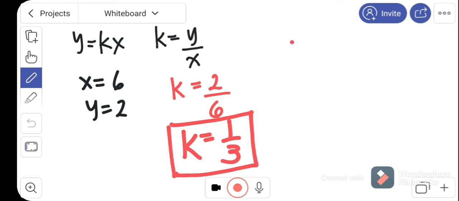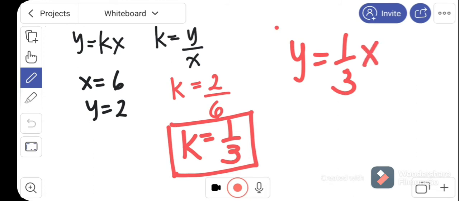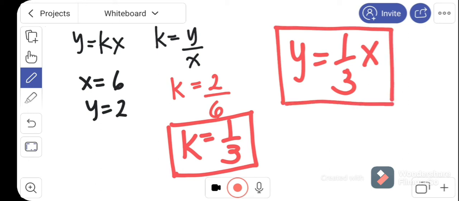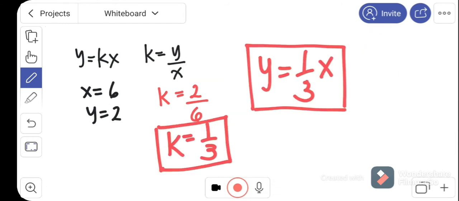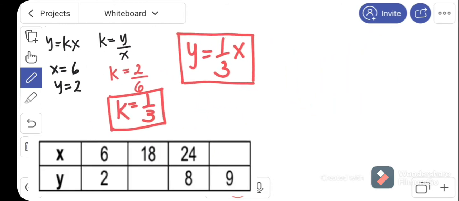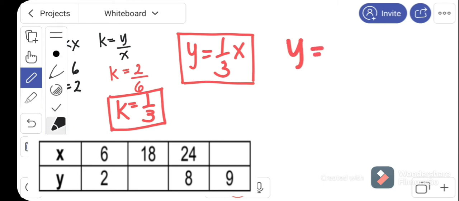So what will be our new equation? That would be y is equal to 1/3 x. This will be the equation for our table of values. Next, now we can answer the question, what is y if x is 18? So let's have that given. Y is unknown.